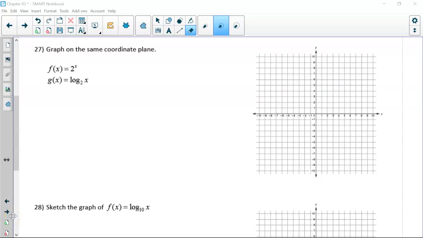Welcome back to part 2 of section 3.2. We're going to be talking about graphing these functions. So we're going to graph 2 to the x and log base 2 of x on the same coordinate plane.